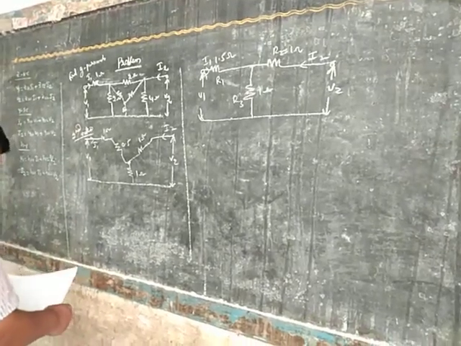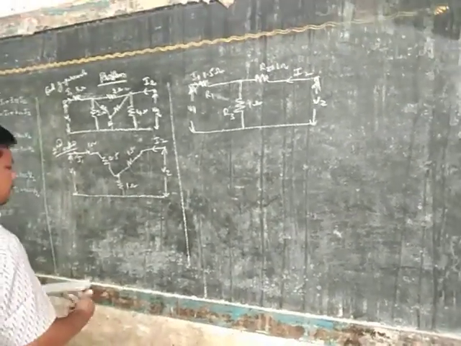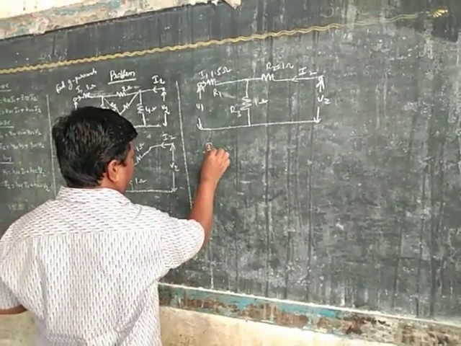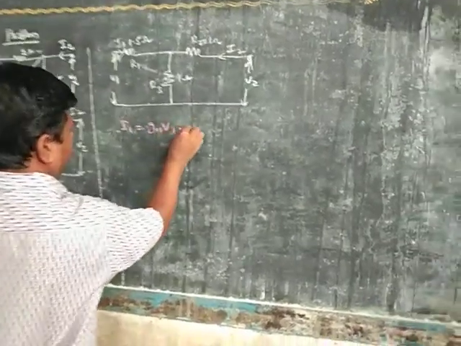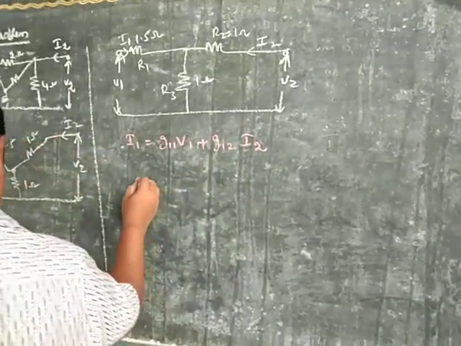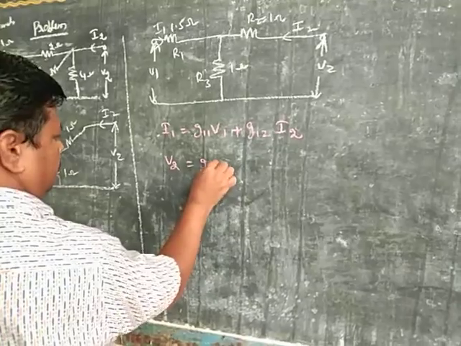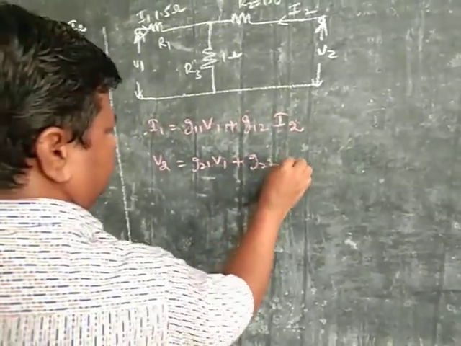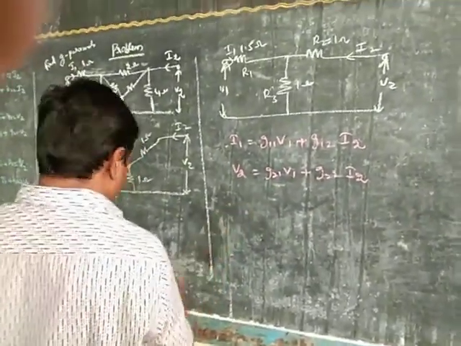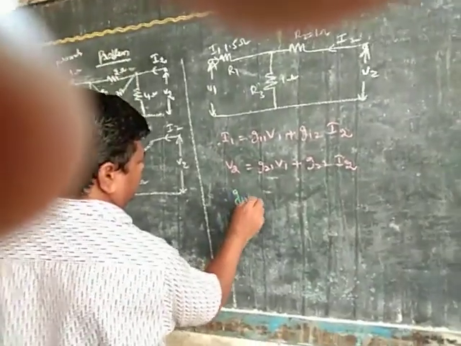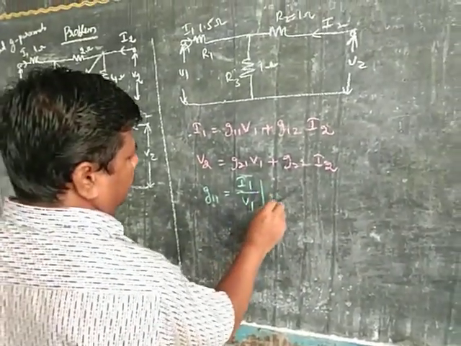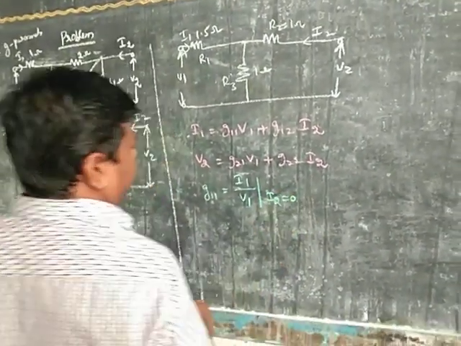And coming to the equations, I1 is equal to G11 V1 plus G12 I2, then V2 is equal to G21 V1 plus G22 I2. First find G11. G11 is equal to I1 by V1 whenever I2 is equal to 0.